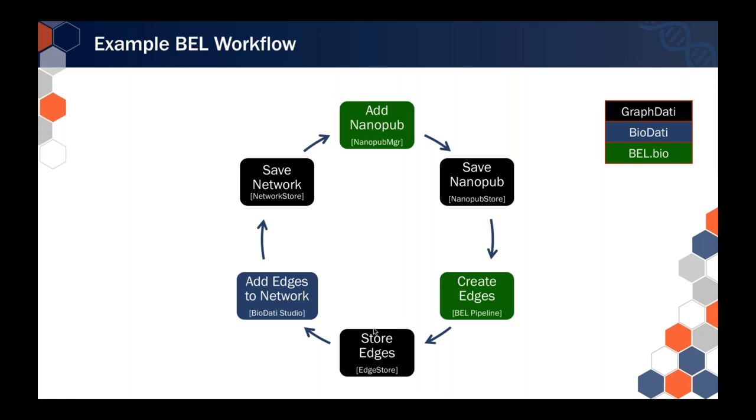But once you have the edges in the edge store, not only can you use them for analytics, you can also extract edges from this edge store. And the edge store represents possible biology. When you filter out a subset of these edges into a network, you're instantiating it into a hypothesis or a view of realized or actual biology.